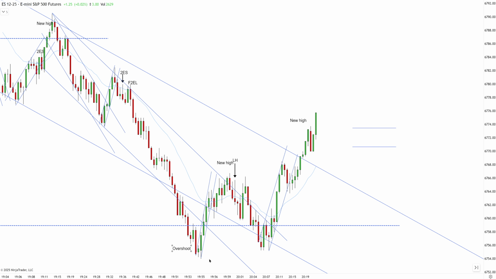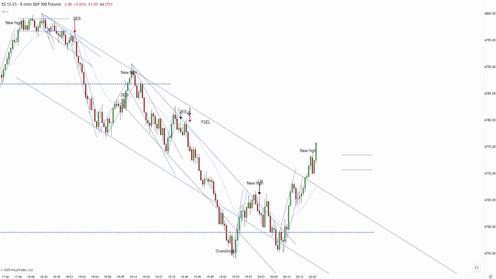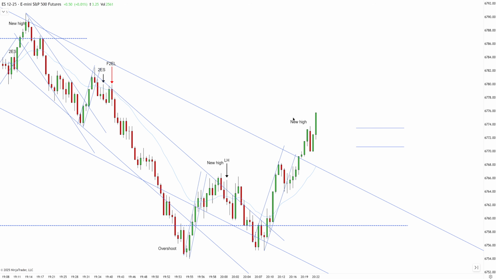We had overshoots. Remember, overshoot can generate a stronger pullback, even reverse the market. So a lower high wouldn't be enough. I would really like to see a failed second entry long. I forgot to mark this failed second entry long right here. Decent second entry short. Decent 2 trades.